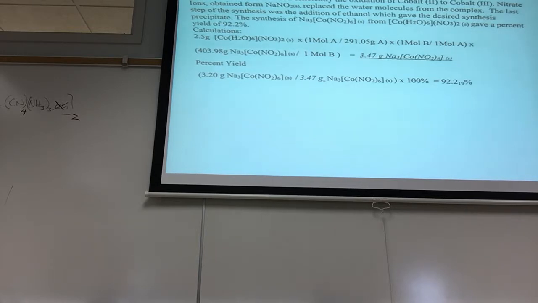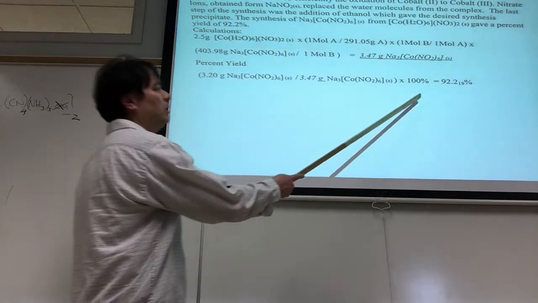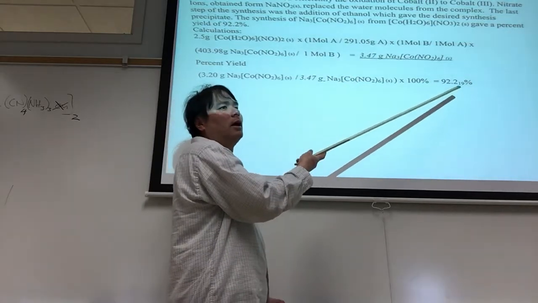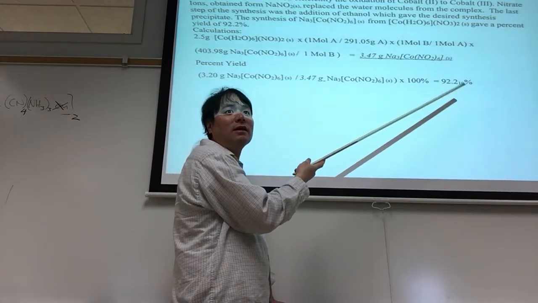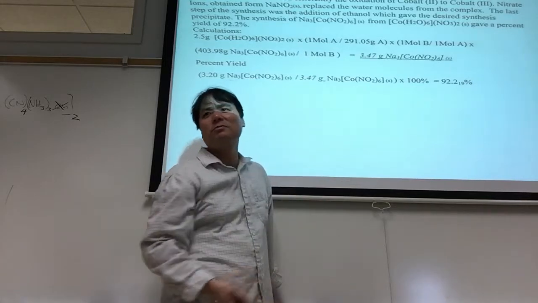Error analysis just belongs in the discussion. So you don't say, I made a mistake here, I might have lost something there, we might be off. A lot of people say, I got 92.2% yield, that means I lost 7.8%. And then they say, due to experimental error, but that doesn't really tell us much.